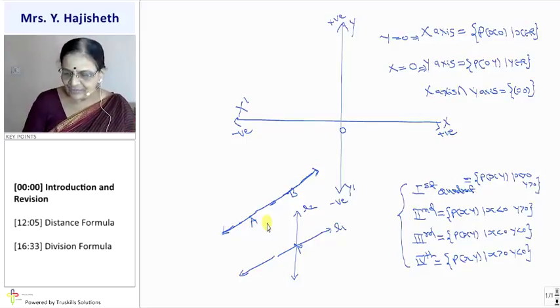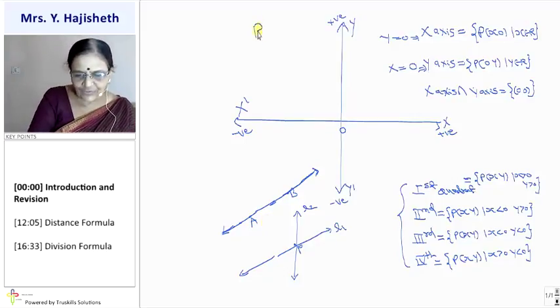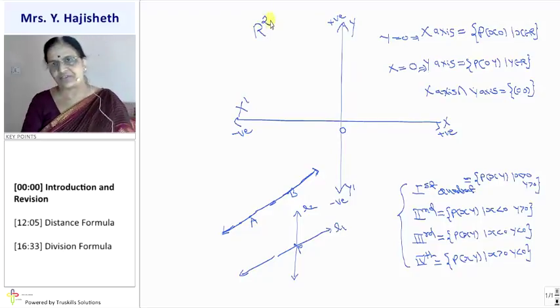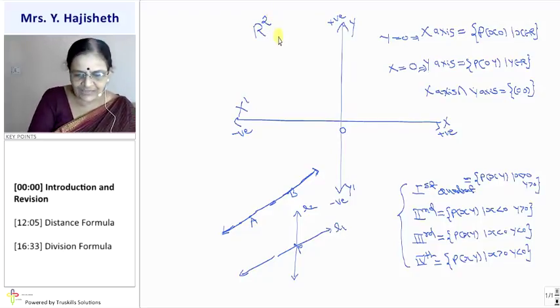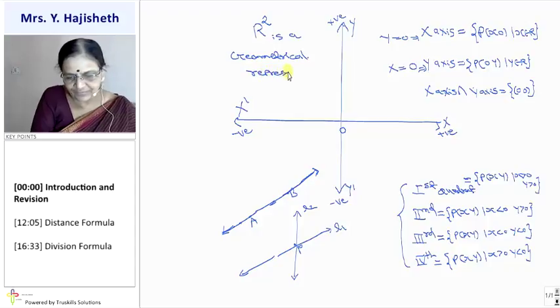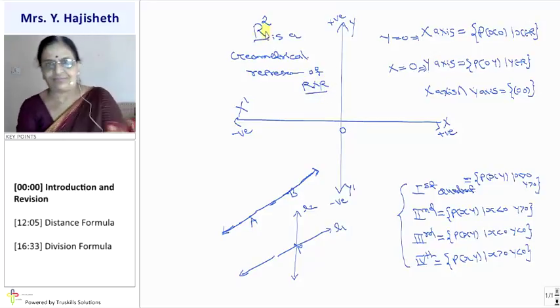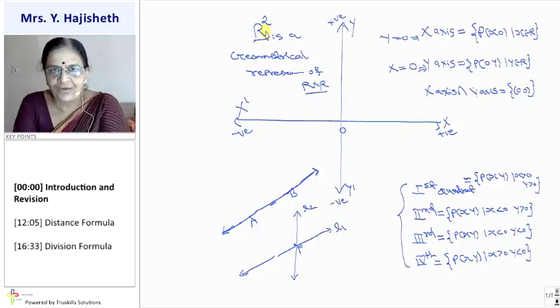So I can say this plane is denoted by, suppose, R square. R square is a two-dimensional plane. So R square is a geometrical representation of R cross R. R cross R and R square are not the same thing. People misunderstand. R cross R is an algebraic concept. It is a set of ordered pairs (a, b) such that a belongs to R, b belongs to R.